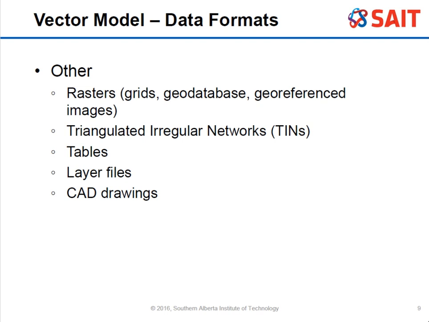Then we also have triangular irregular networks, which are TINs. And there's tables that you can save it as, layer files you'll see, and CAD drawings. So those are the most common versions of data formats of vector models. There's also more out there. So if you're like, oh, I remember seeing this, you've probably seen many other data formats, but these are the ones that are most common and you may see in this class.